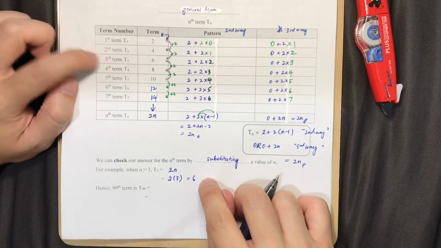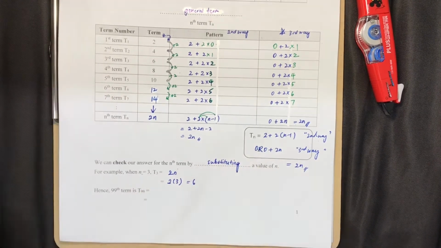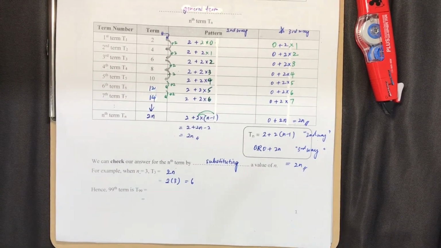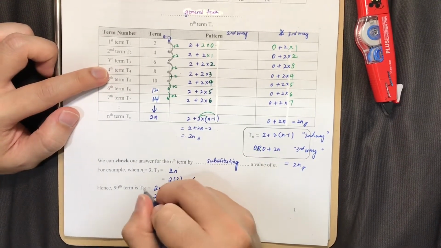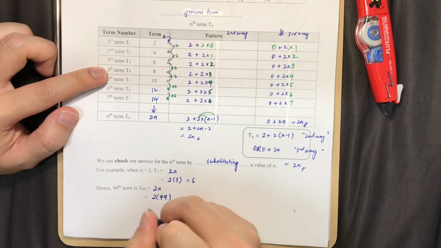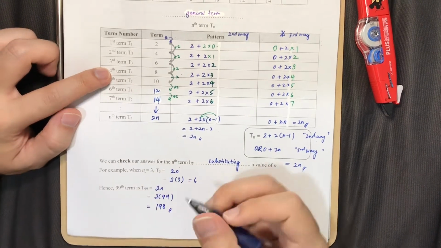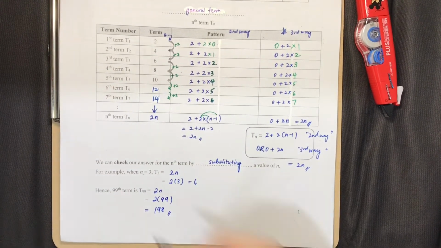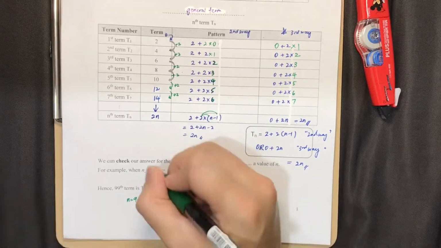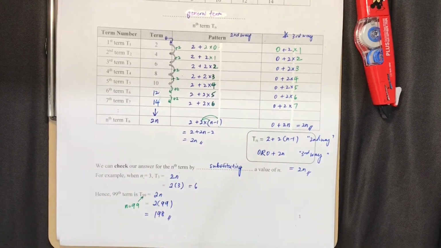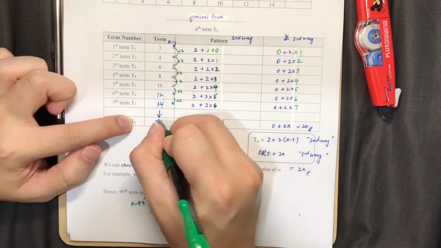Can you see? Then the 99th term, let's say if you want to look for a further term, the 99th term is 2n, and n now is 99. So 2 times 99 is 198. Okay? So here, for this 99, the n is equal to 99. Here, for 3, the n is 3.